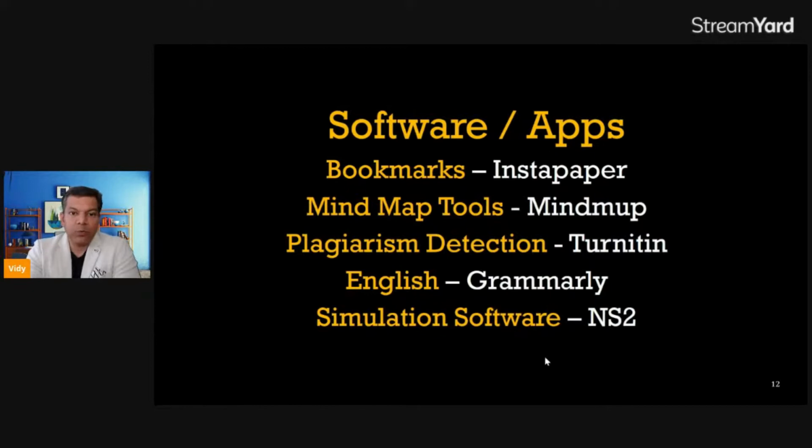Mind mapping tools. I used to use Mind Map quite a lot before, but it does not have the collaborative feature like Coggle. So I found Coggle as an option for us to work with. For plagiarism detection, you would need to use Turnitin or any other plagiarism detection platform. For English, Grammarly is a good option to find out your grammatical errors, or even improve your writing skills.